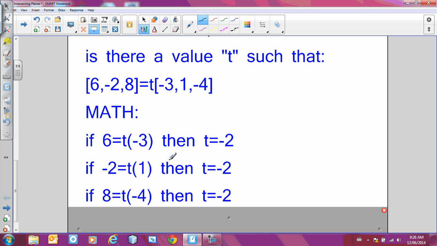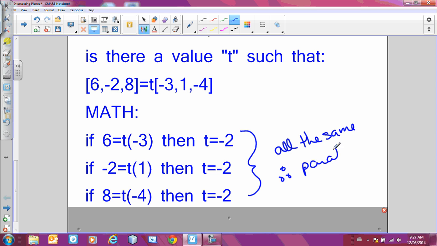And then I'm asking myself, is there the same value in all three cases? So -2 is equal to t times this 1. If it's the same value, then I'm in good shape. Again, same value. So since they're all the same, therefore the planes are parallel. If there isn't a consistent value in all these three spots, then the direction vectors are not parallel, which means the two planes are not parallel, which means I then have to do a little bit more work.